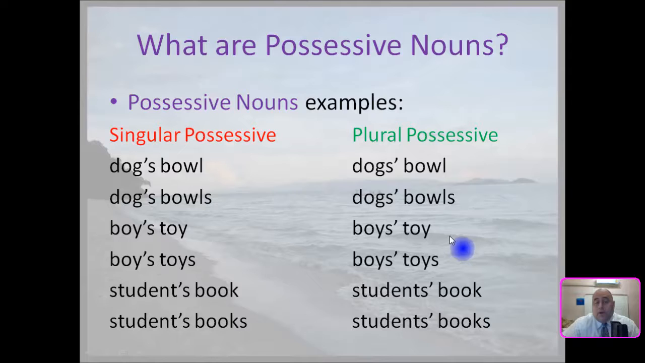Boys' toy. So maybe there's 3 boys, brothers, and they own one toy that they share. Next example, boys' toys. Maybe there's 3 boys and maybe 10 toys or 20 toys. Next example, students', S apostrophe, book. So maybe you have 2 students that share one book. And lastly, students' books. Maybe 20 students with 20 books.